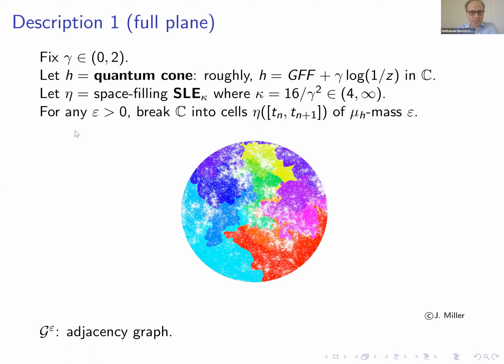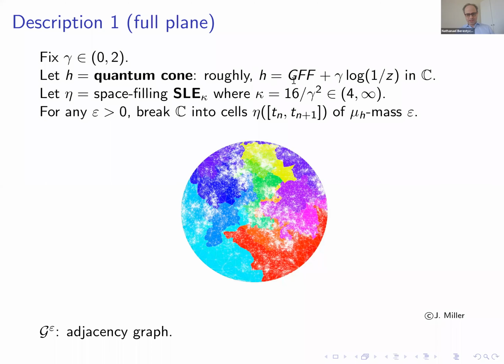And so the way to get a graph from these two ingredients is the following. We're going to fix epsilon strictly positive, and that's going to be like the mesh size of the graph, if you like. And we're going to break the complex plane into cells. These are intervals of time, so these are regions of the plane covered by the SLE in an interval of time, t_n to t_{n+1}, such that the area of that region is by definition epsilon. And by area, I mean area measured according to the Liouville measure associated with this quantum cone.